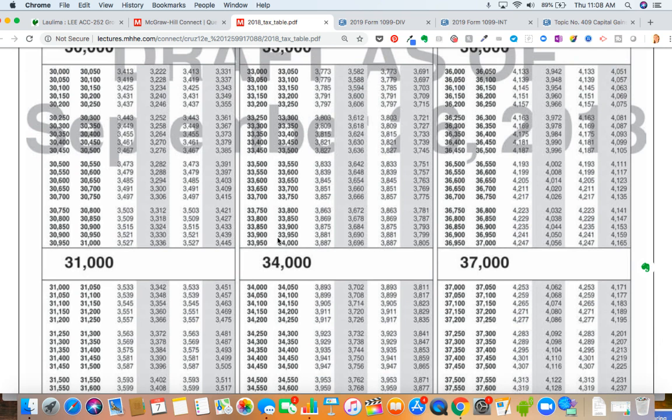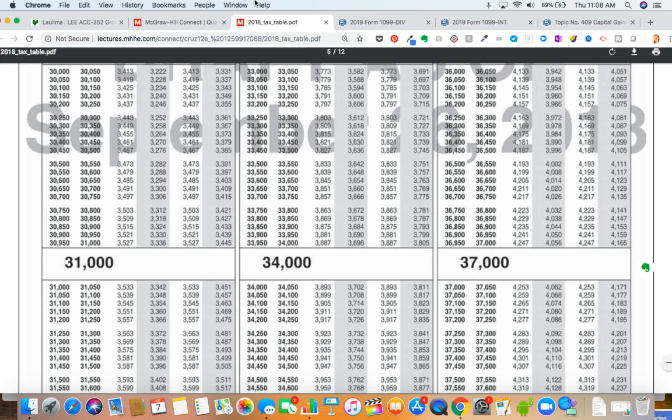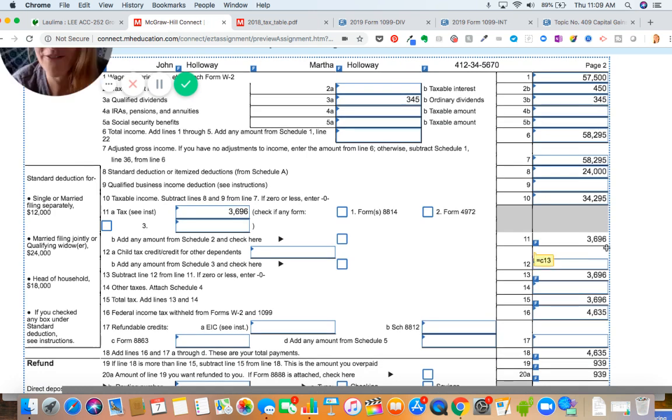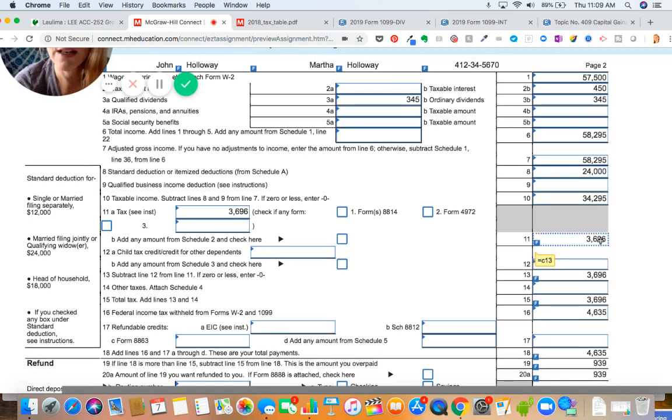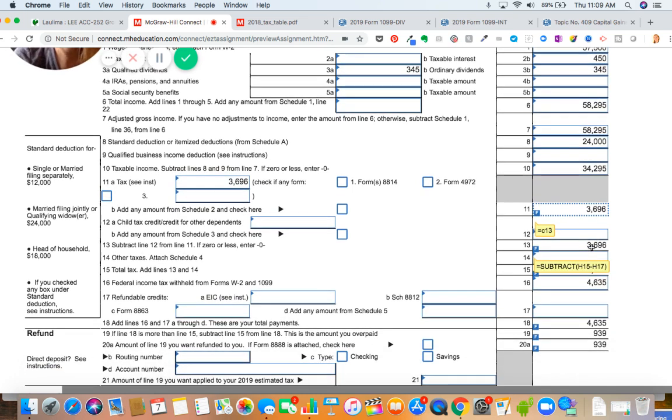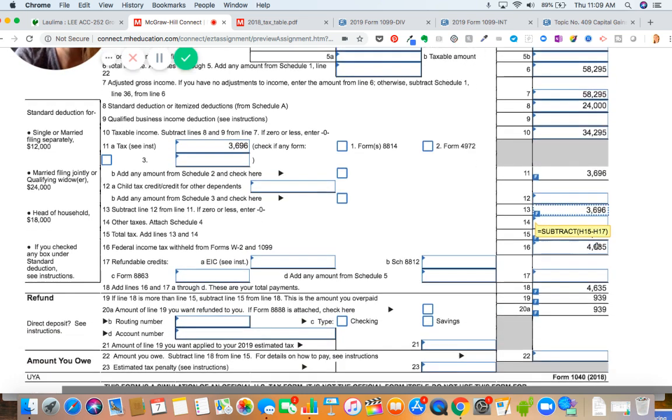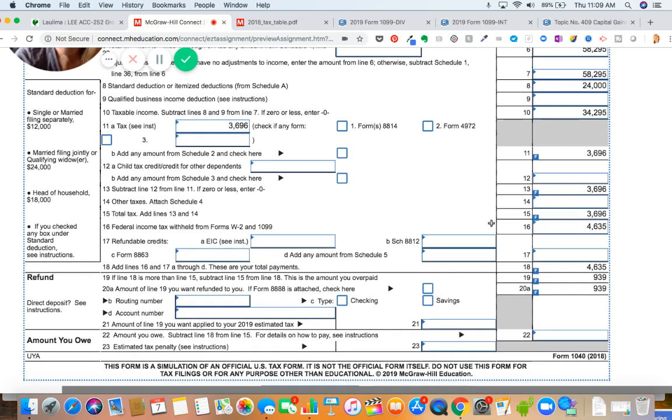So see, 33,950. So do we use this row? No. We go to 33,950 down here, and we select the second column for married filing joint, 3,696. That's what we have over here for taxes. We put it here, then here, and then we have no other credits that they told us to use, so it gets carried down here. And then carried down again.